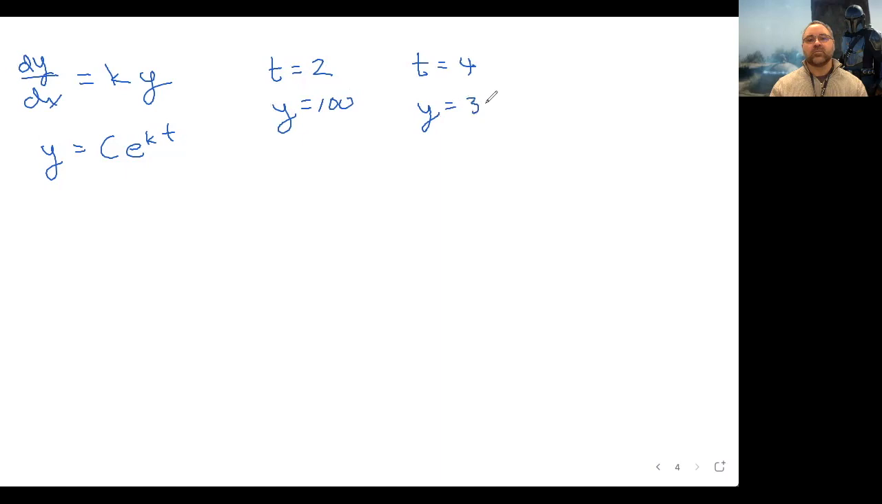Oh, wow. This is why they're so hard to get out of your house. Once you get them in there, every fall, so frustrating. We're gonna do the same kind of thing here. This time it's a little tougher because they didn't give us C right away, okay? I can use this equation to give me two equations though, right? I know when t is 2, y is 100. I know when t is 4, y is 300.